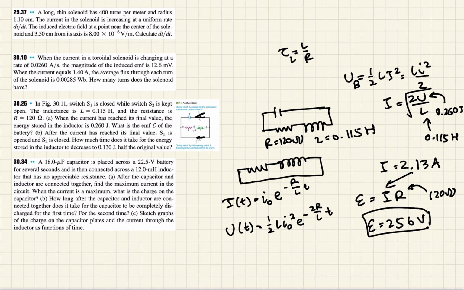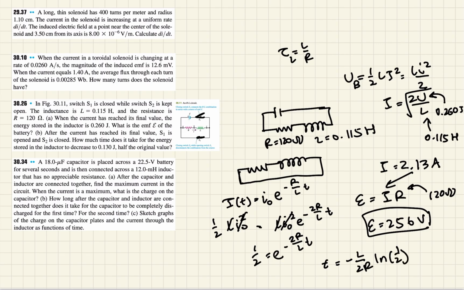And you wanted to find out when this is equal to 1/2 the original. The original is 1/2 Li squared, so this becomes 1/4 Li squared. The I naughts cancel, the L's cancel, and you multiply both sides by 2, so you get 1/2 equals e to the power of negative 2R over L times t. If you ln both sides and then multiply by L divided by 2R, you get t equal to negative L over 2R ln 1/2.